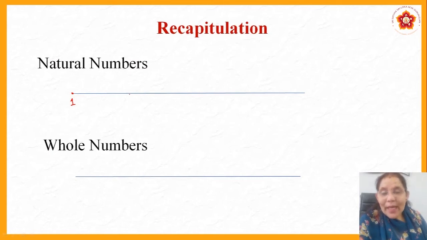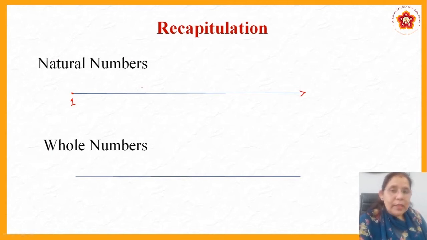Certainly not. Why? Because whatever number you think of, how big that number might be, there will always be another natural number bigger than that. So we say that natural numbers will extend indefinitely on the number line. It will have the starting point, that is 1. But on the other side, that is the right hand side, it is going to extend indefinitely.